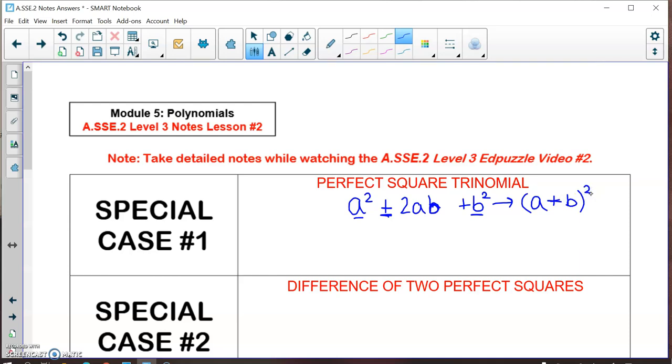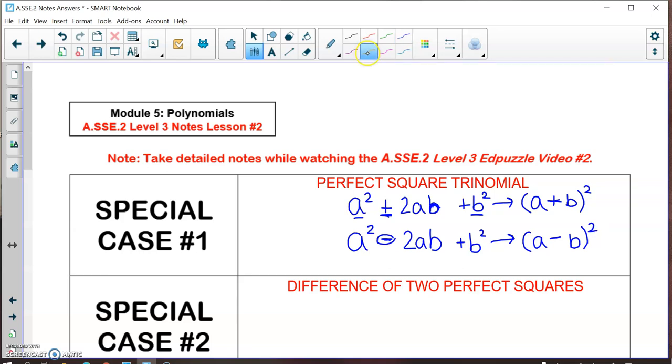Now another perfect square trinomial could be that you have the first term's a perfect square, and your last term's a perfect square, and it's still plus b squared. But this time you have a minus 2 times the square root of your first term times the square root of your last term. To factor this, we would do the square root of our first term, which would be a, the square root of our last term, which would be b, and the subtraction sign in between your first and second term, and then we would square that binomial.